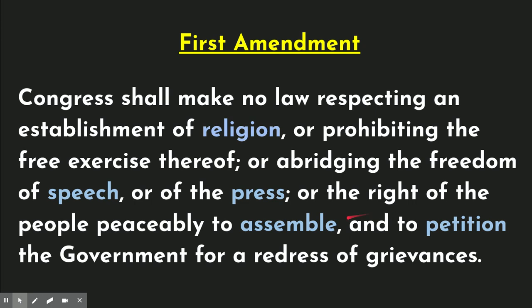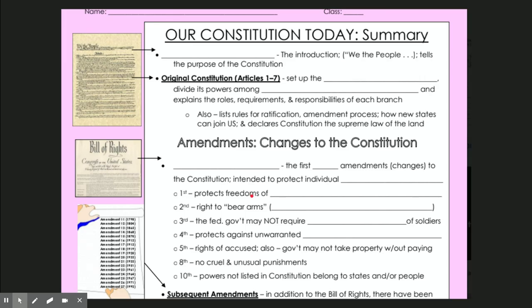petition. Now, we aren't going to get into these ones as much, but you should definitely write down religion, speech, and press. So it protects freedoms of religion, speech, press. If you want to write petition and assembly, you can. We'll go over that later. Okay, so that's what goes in the First Amendment.